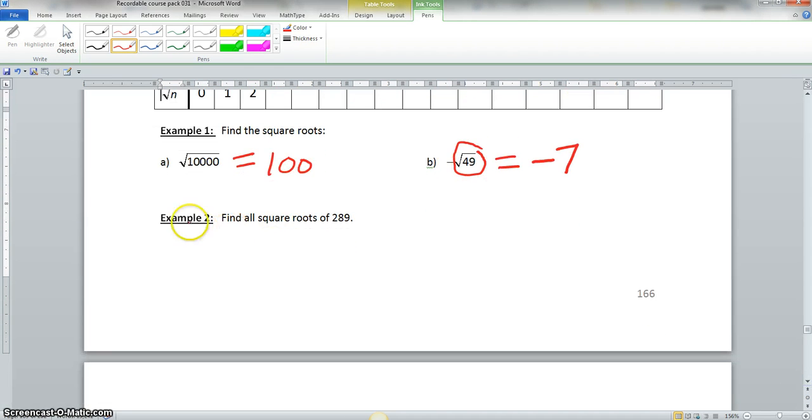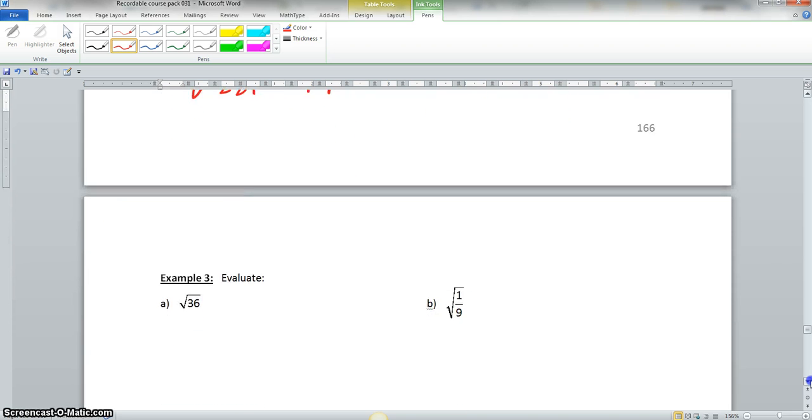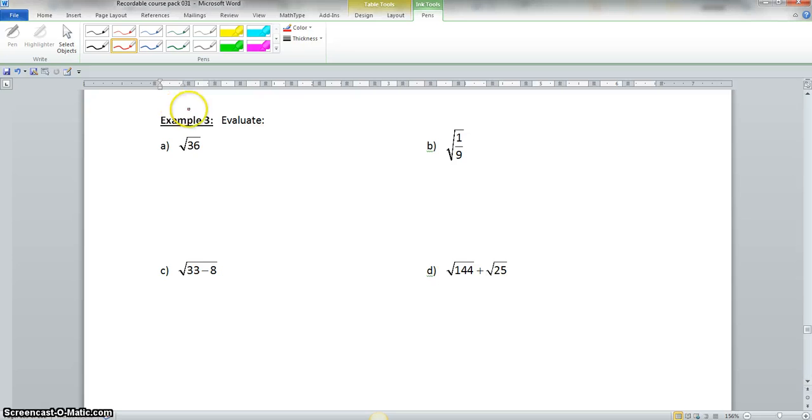Now it says here, example 2, find all square roots of 289. So they're asking us for the square root of 289. And remember, we're just dealing with the positive square root of 289, which will give us 17. Now it says here, example 3, evaluate. We had a square root of 36, which is 6. That's correct.